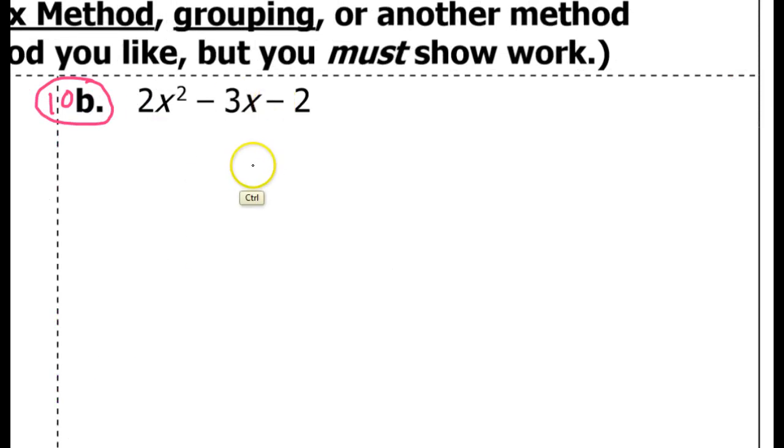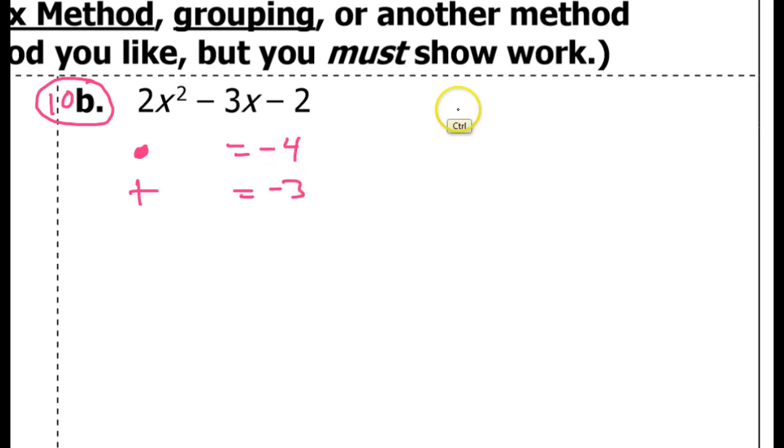Okay, I'm going to factor this using the box method as well. Again, we are going to need a product and a sum. The product comes from A times C. 2 times -2 is -4. The sum is simply the B value, so that is -3.